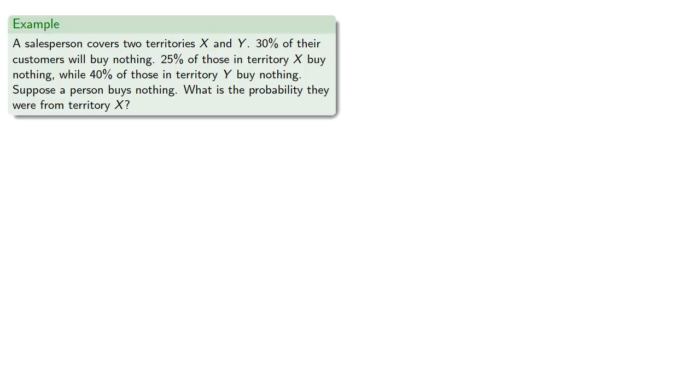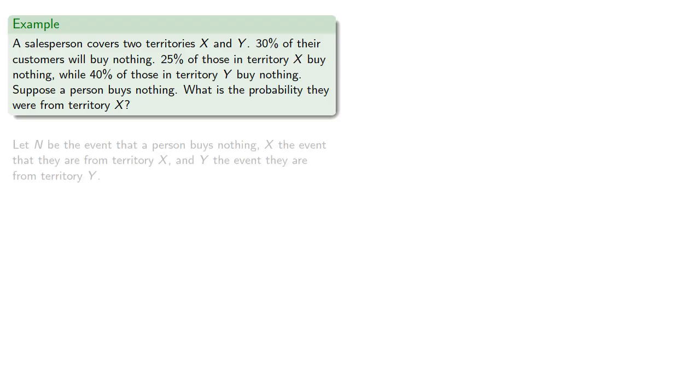So, let's suppose a salesperson covers two territories, X and Y. 30% of their customers will buy nothing, 25% of those in territory X buy nothing, while 40% of those in territory Y buy nothing. Suppose a person buys nothing. What's the probability they were from territory X?